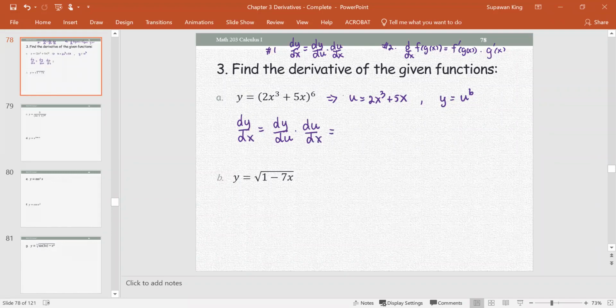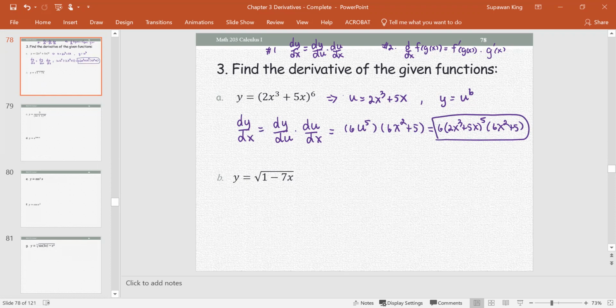As y equals u to the 6, the derivative with respect to u is 6u to the fifth, and the derivative of u with respect to x is 6x to the second plus 5. Next step, we replace u with the quantity 2x to the third plus 5x to get 6 multiplied by 2x to the third plus 5x to the fifth power, multiplied by 6x to the second plus 5 as the answer.